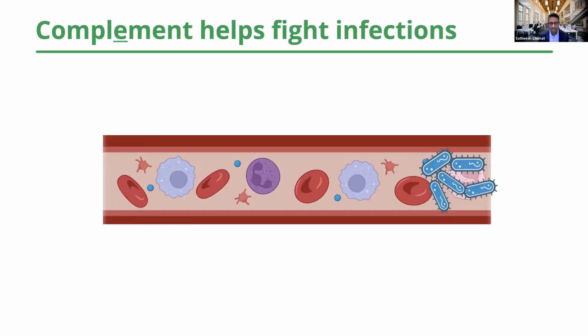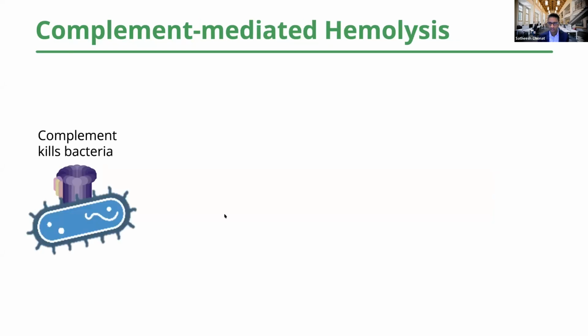So as you can imagine, whenever there's a bacteria getting into the bloodstream, as the white cells and the complements are trying to fight, one of the end products of this complement reaction is a molecule called MAC. This particular molecule tries to go and drill holes into the bacteria, and the bacteria is killed.